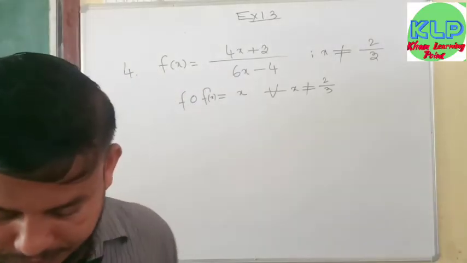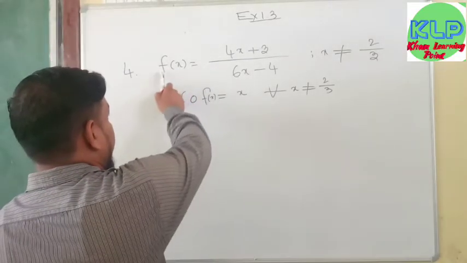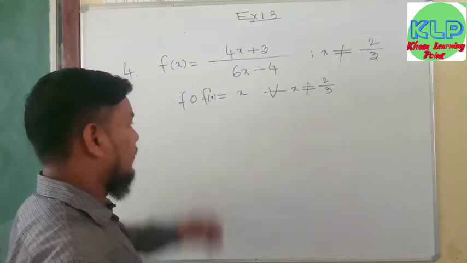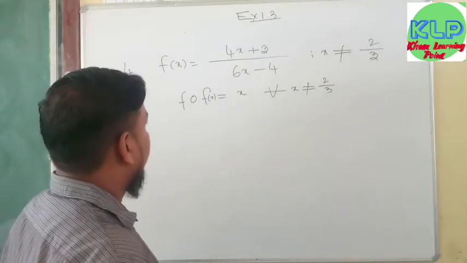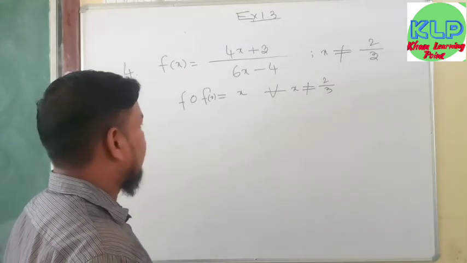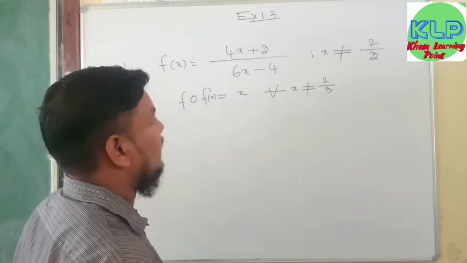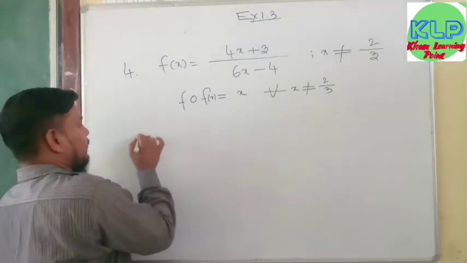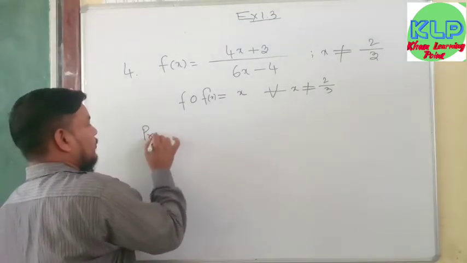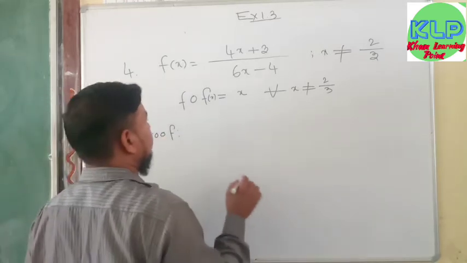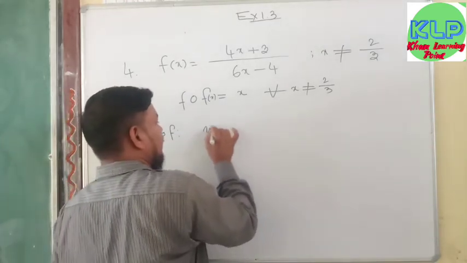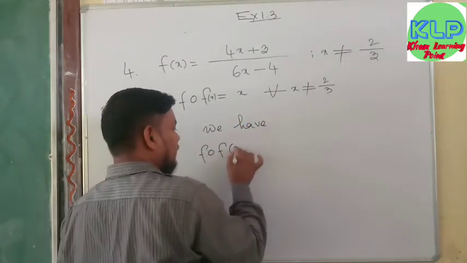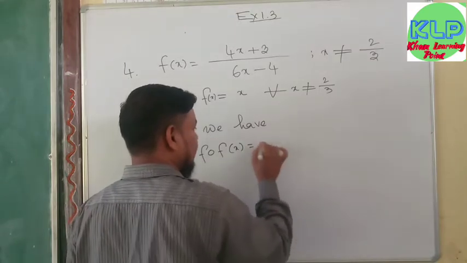Okay. And the function is given by f(x) is equal to this. We need to find f of f(x), and we have to show that f of f(x) is equal to x for all x not equal to 2 by 3. Okay. Proof. We have f of f(x).